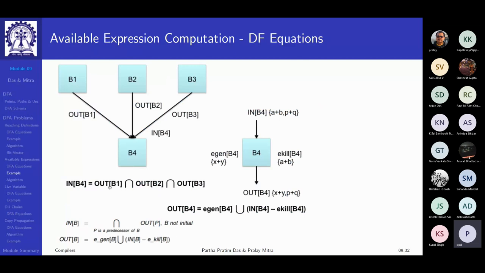A similar example, so three controls coming in. Quite obviously, this is the intersection. This is a small hypothetical example. In B is A plus B, P plus Q. Gen is X plus Y, and kill is A plus B. So X plus Y will come from gen. From in B, A plus B is killed, removed. So it becomes X plus Y, P plus Q.